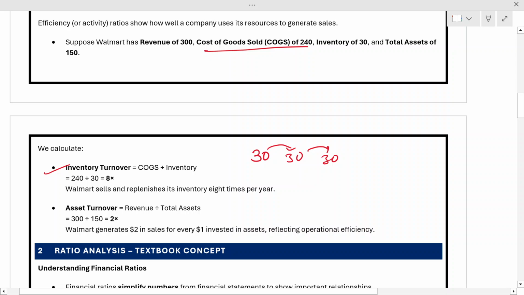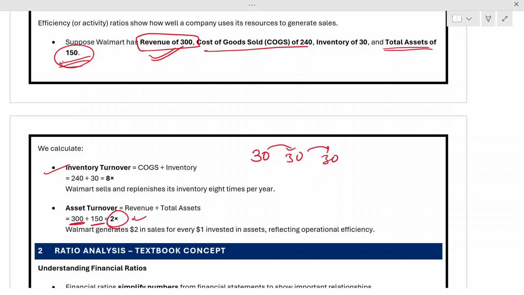Similarly, if someone asks how efficiently they are using their assets, you can say they have assets of $150, and from those assets they are generating revenue of $300. Here $300 of revenue is generated from $150 of assets. So basically they are generating 2 times their assets, which is also a good sign.